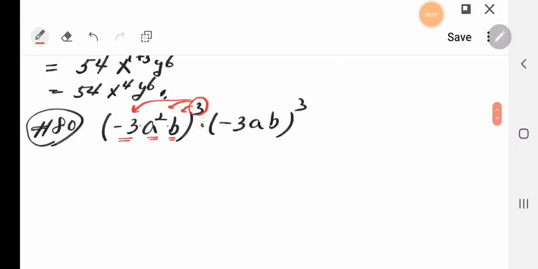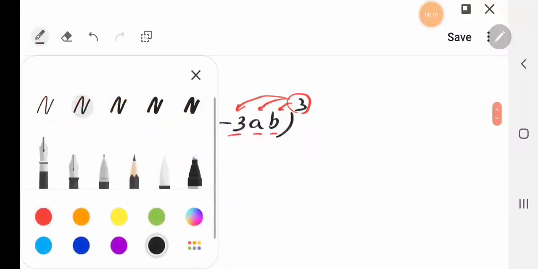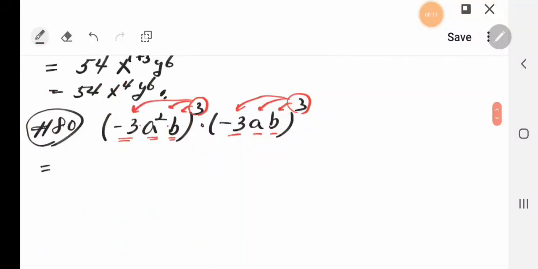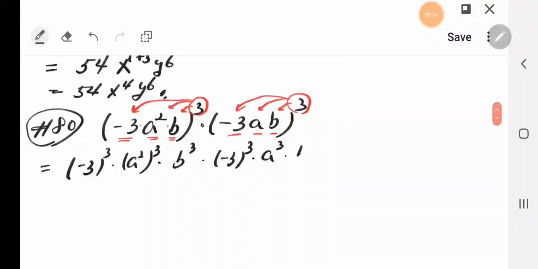Even the second exponential form contains negative 3, a, and b as factors. So assign the 3 to each factor. So let's simplify this. Negative 3 is raised to the third power. A squared is raised to the third power. B is raised to the third power. Again, for the second exponential form, negative 3 is raised to the third power, a is raised to the third power, and then b cubed as well.